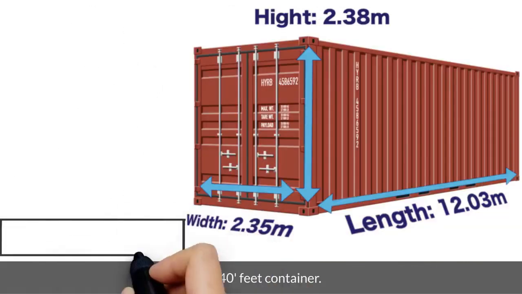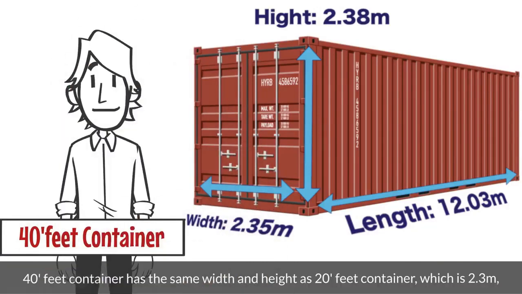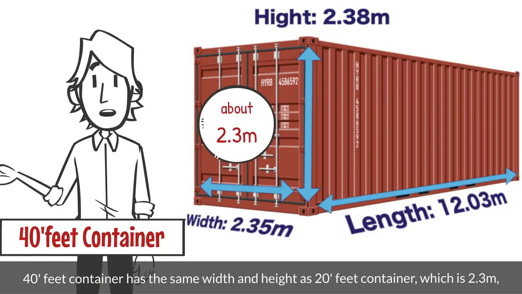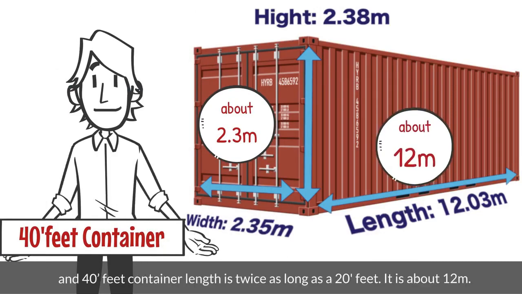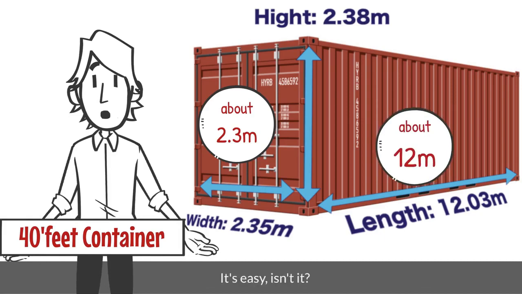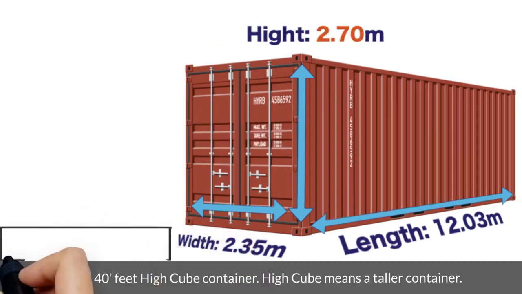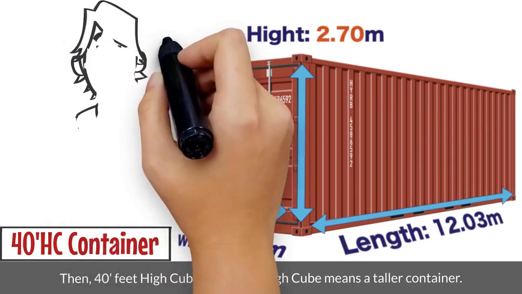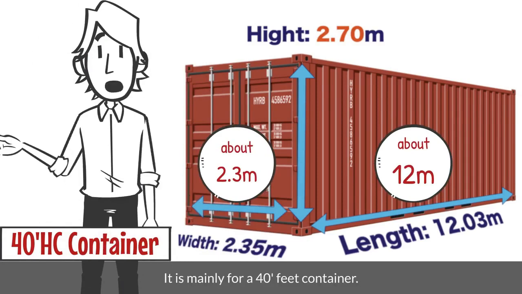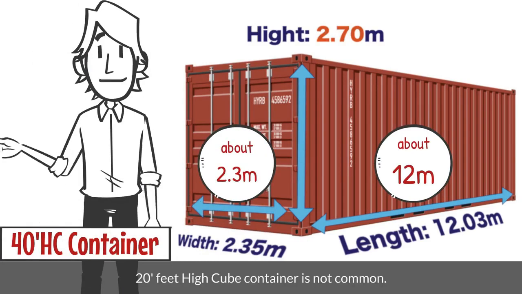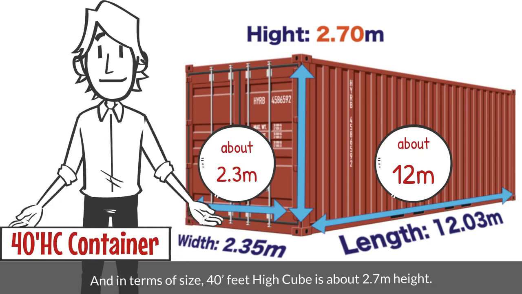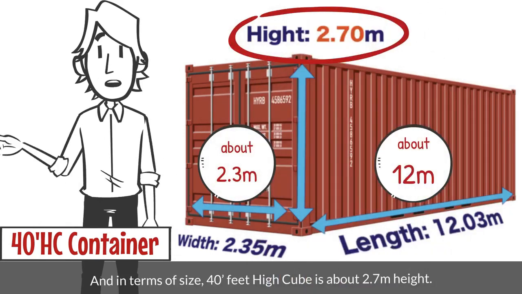And 40 feet container. A 40 feet container has the same width and height as a 20 feet container, which is 2.3 meters, and the 40 feet container length is twice as long as a 20 feet. It is about 12 meters. It's easy, isn't it? Then, 40 feet high cube container. High cube means a taller container. It is mainly for a 40 feet container. A 20 feet high cube container is not common. And in terms of size, 40 feet high cube is about 2.7 meters height.